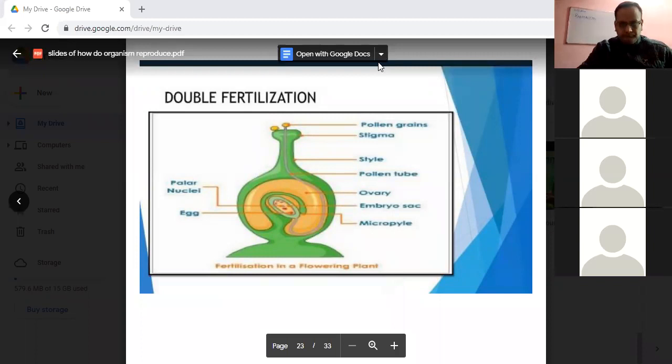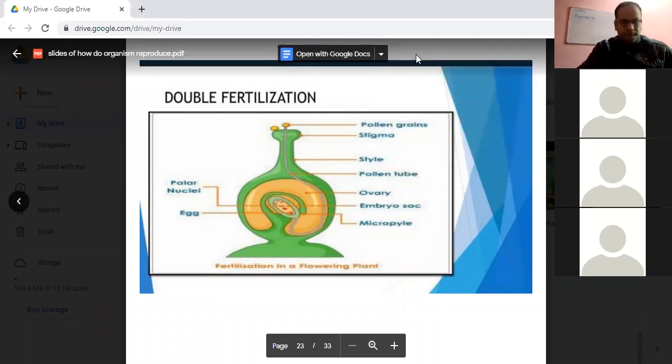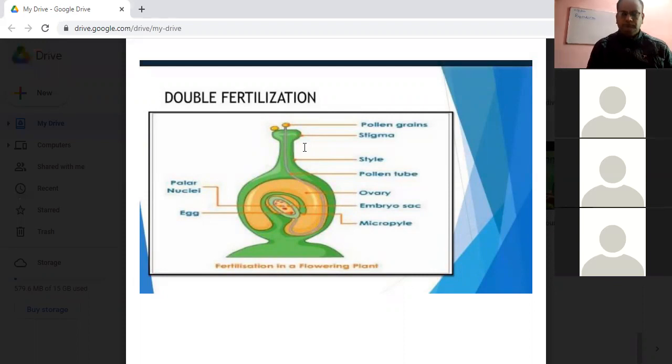Anushka: One male gamete fuses with the egg to form the zygote. This is called syngamy. The second male gamete fuses with the polar nuclei to form the primary endosperm nucleus, which is 3N. This process is called triple fusion. Since syngamy and triple fusion occur simultaneously, the process is called double fertilization. Very good, Anushka. Okay, you can mute yourself.